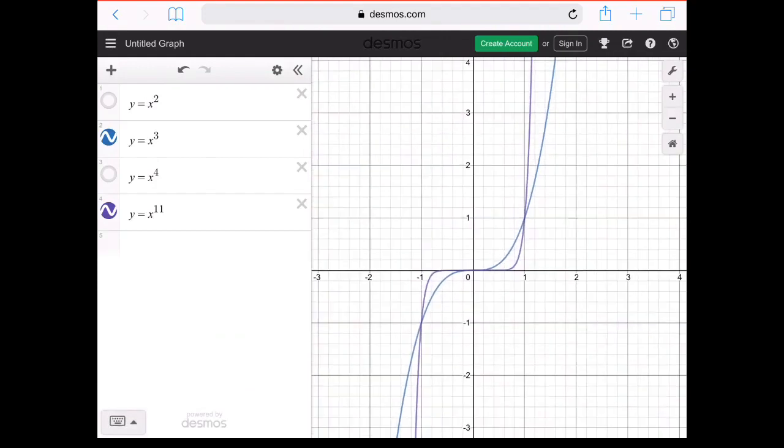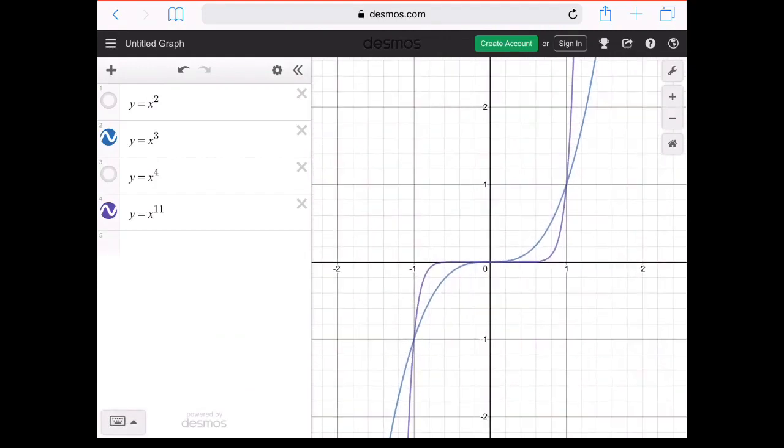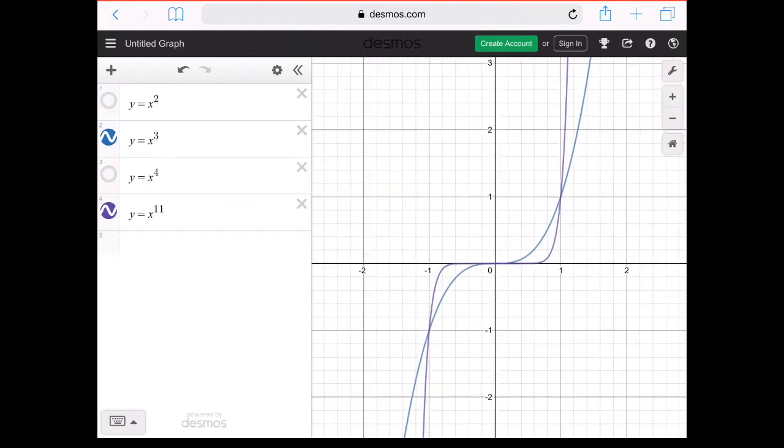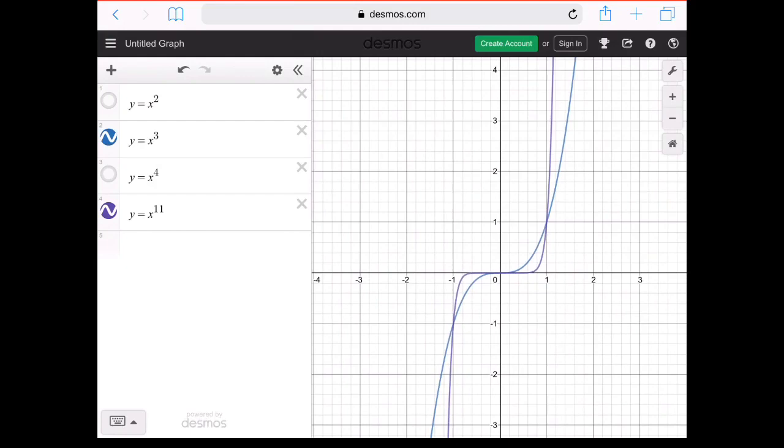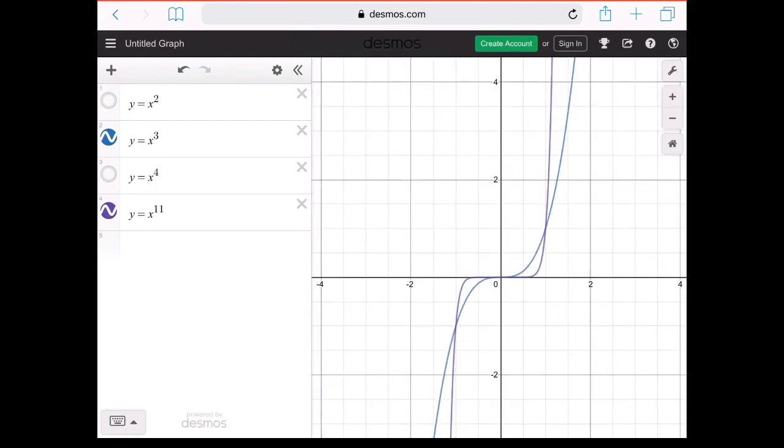One thing that you might notice as I zoom in here is that the higher the degree gets, the flatter our graph gets around the origin. And then it takes off as x gets bigger quite a bit faster than the original x to the power of 3, than a degree that's lower. That's true for even functions as well.